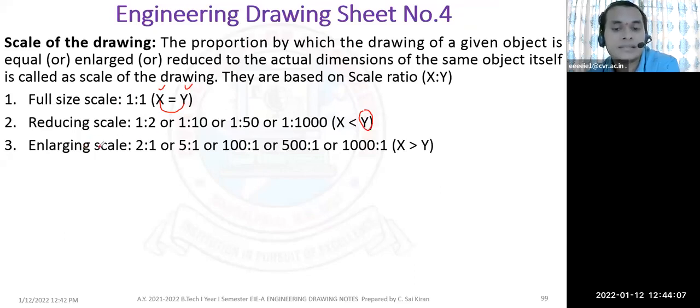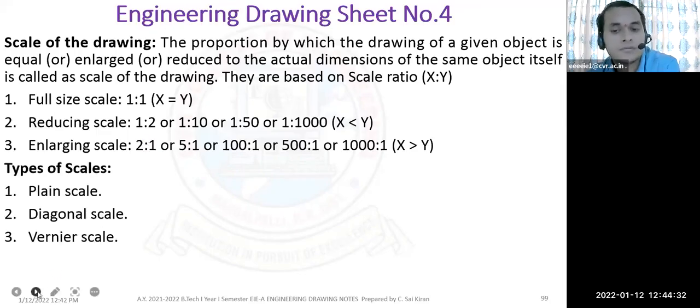And whenever it is enlarging scale, whenever we are making the object bigger, giving double dimension or triple dimension, the numerator will be more compared to the denominator. These are the different things we have to follow. Whenever I say 1:1, I'm drawing exact dimension. Whenever the denominator is more, I'm reducing the size. Whenever the numerator is more, I'm enlarging the size.